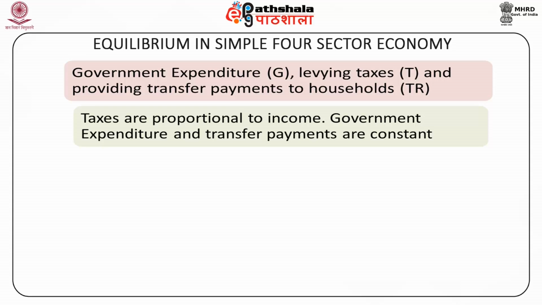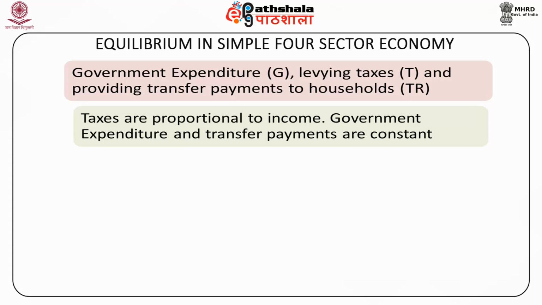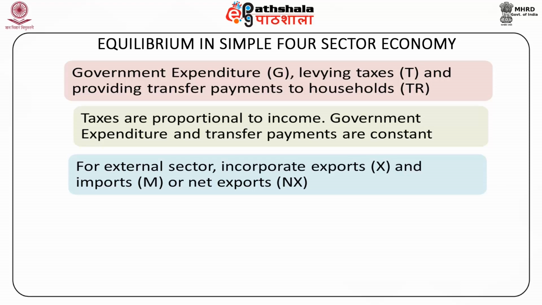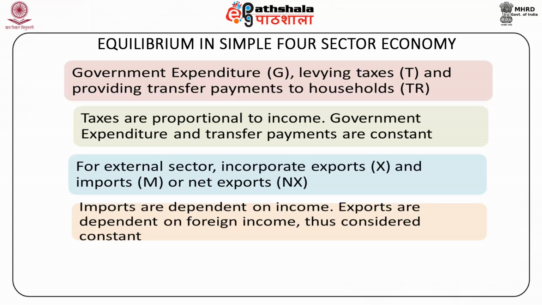Introduction of foreign trade would imply that we need to incorporate exports and imports or net exports in the model. The demand for imports will increase as income increases. However, exports are dependent on foreign income and not domestic income and are considered as autonomous in this model. In this model, it is assumed that M = M₀ + mY, where m > 0. M₀ is the autonomous demand for imports and the small m is the marginal propensity to import, a concept which is similar to the marginal propensity to consume or save. It captures the extent of increase in imports due to a unit increase in income.